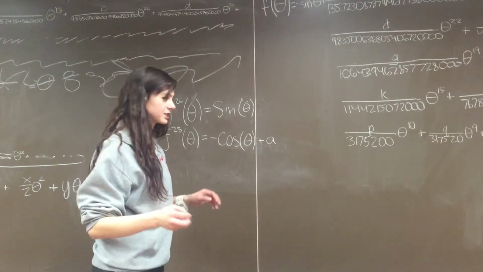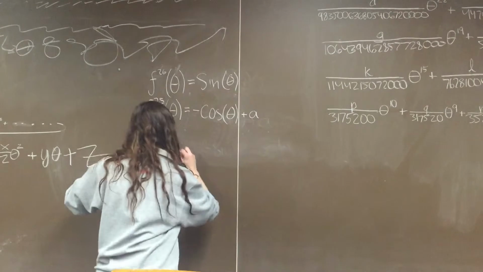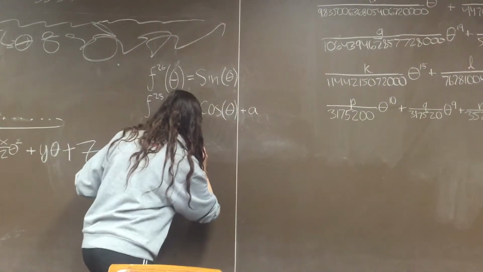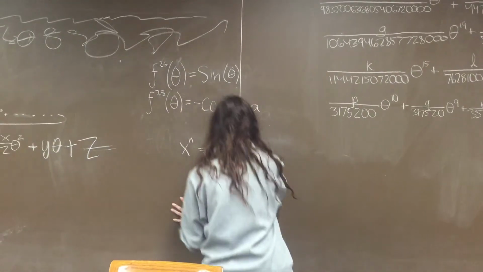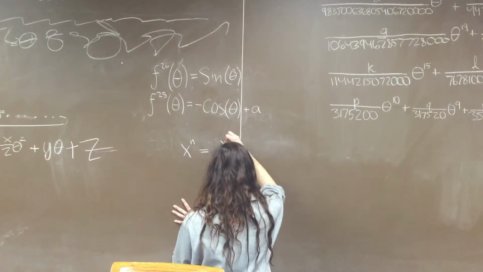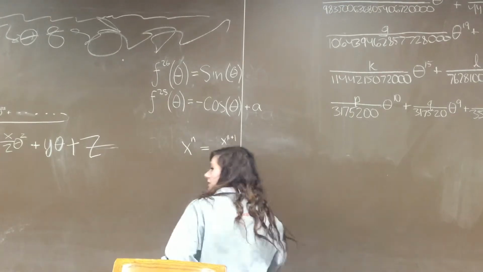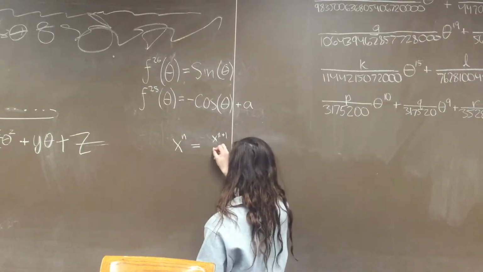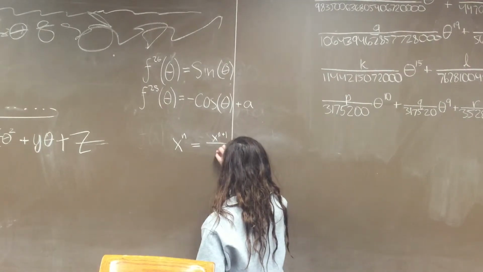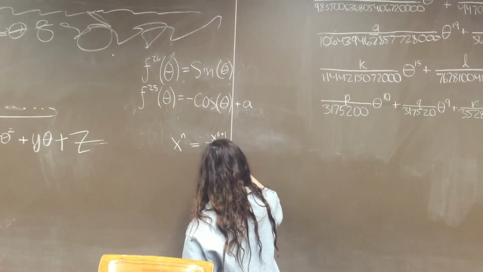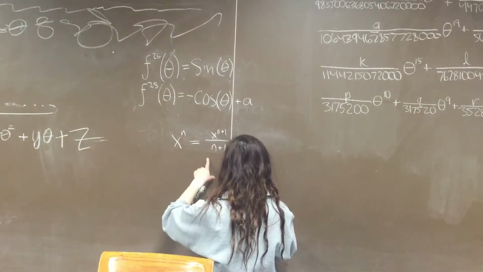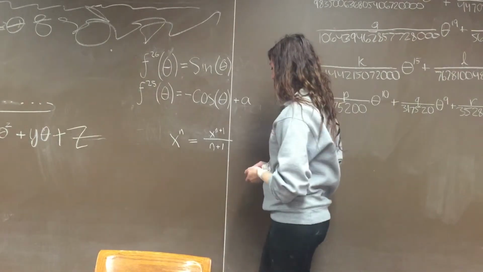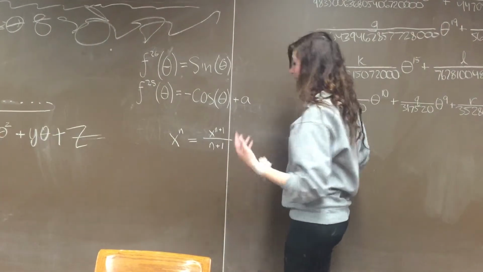So the definition for this is, let's say you have x to the n, and you want to find the antiderivative of that. So that would equal x to the n plus 1, because when you take the derivative of something, you subtract 1 from the exponent. And then it would be over n plus 1, your new exponent, so that it cancels out when you take the derivative of it. So that's about it. That's how this whole thing works.